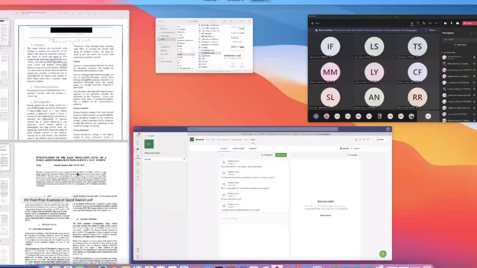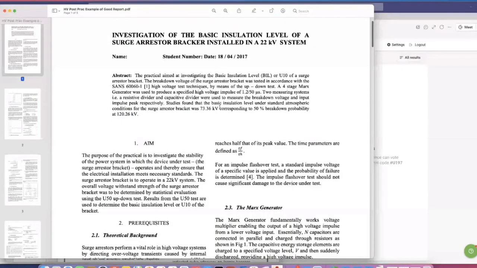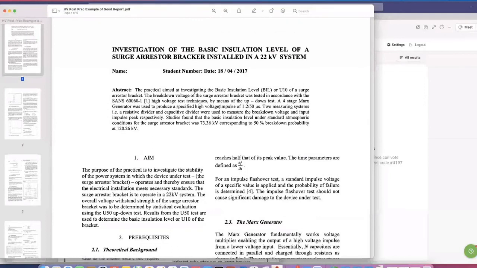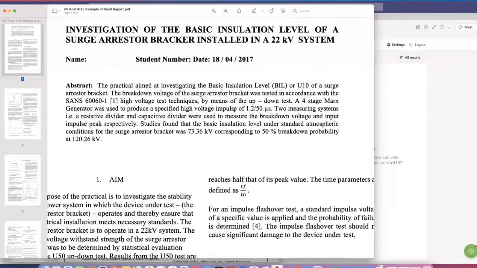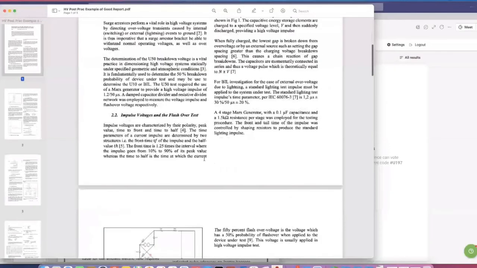All right. I'm going to show you another good practical example. In this case, they were investigating the basic insulation level of an insulator. And if you all read that, you can see that the main result is there. So again, I'll upload that one so that you've got an idea of what a decent report looks like.